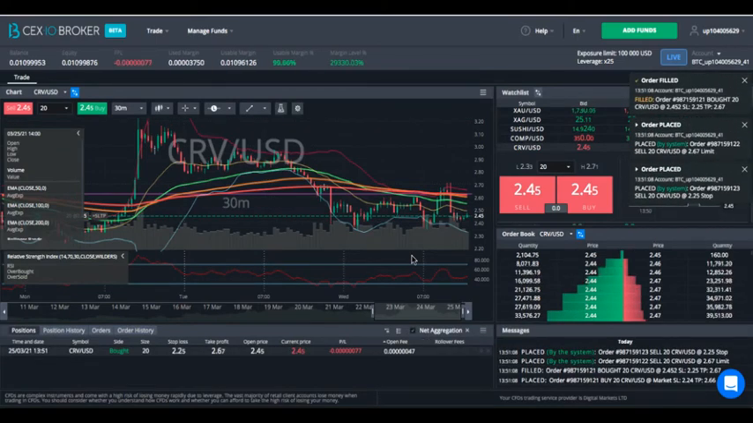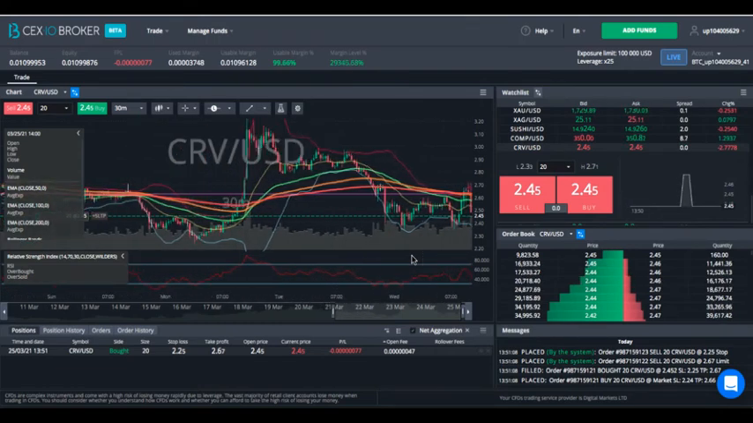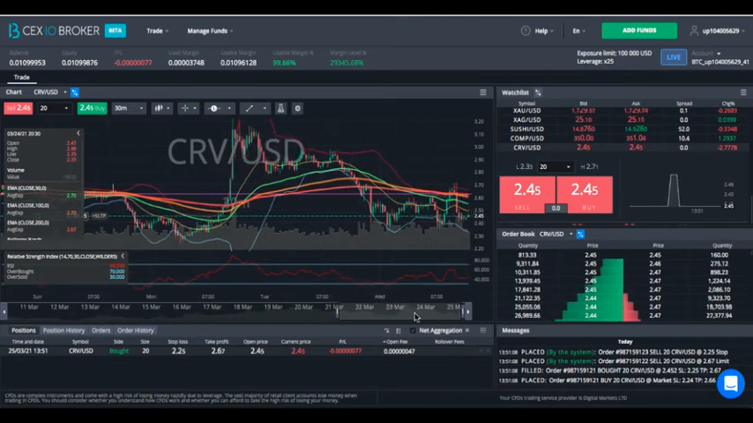Okay, and so here it is. My trade is open. You can see the line that indicates where I opened my trade, and that's pretty much it from here. I have my stop loss set. I have my take profit set.